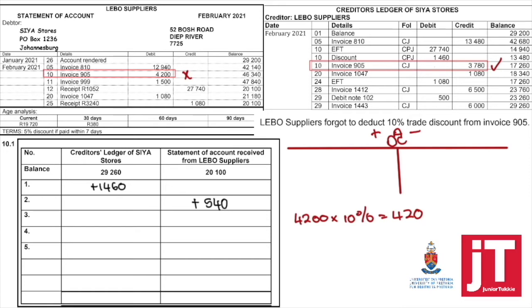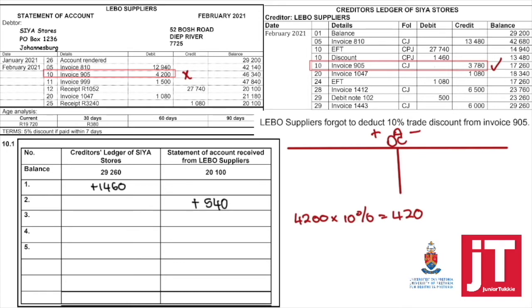There's a difference between trade discount, discount allowed and discount received. Discount allowed or discount received is early settlement of account. We always need to show the discount. Trade discount is paid less on items purchased, and we never show the trade discount amount.